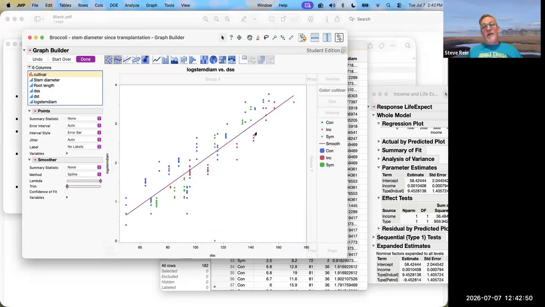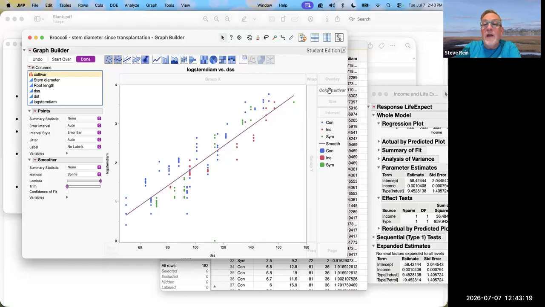If there is a single trend line, there's a systematic problem that the blue data points, the con variety broccolis, have stem diameters, or log stem diameters, that are larger. And the green, I'm sorry, the red at least tend to be below that trend line. So the trend line isn't really great. Maybe there should be different trend lines for the different groups.